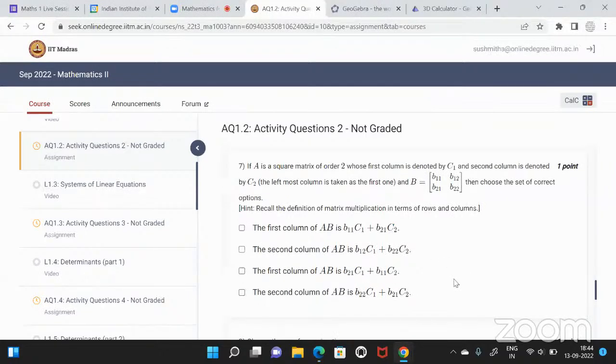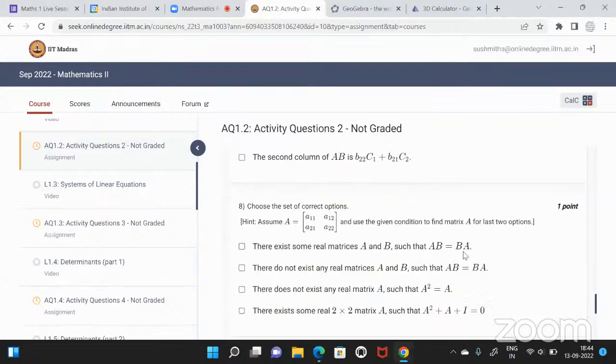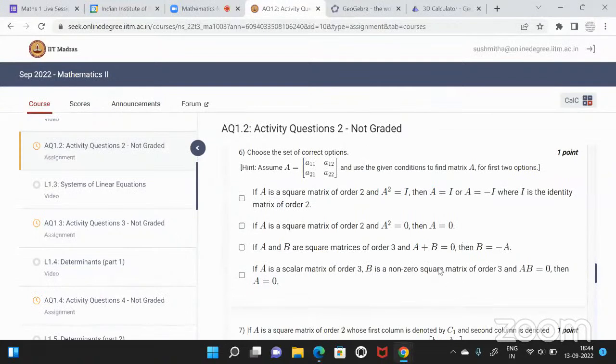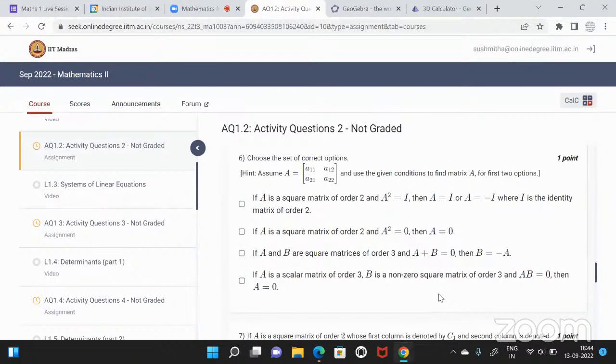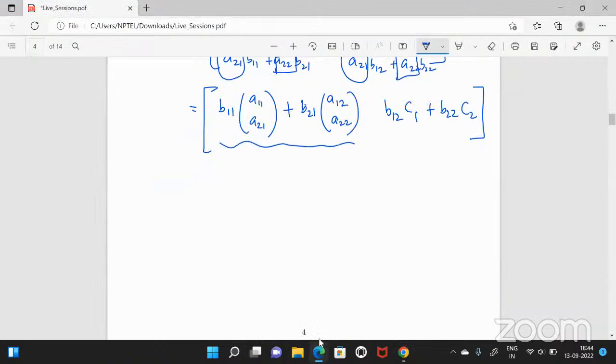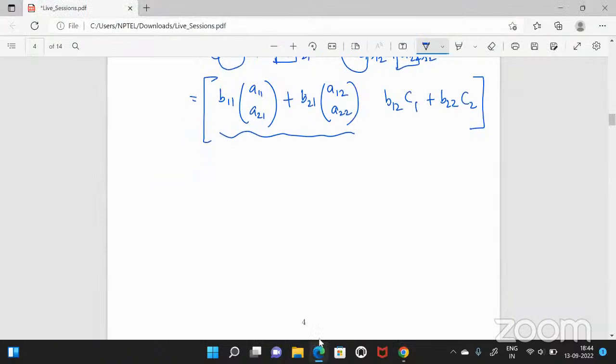Ma'am, I have a doubt in the previous question, 4th option. If A is a scalar matrix of order 3, what is a scalar matrix? All the diagonal elements are equal. Yeah, it is a diagonal matrix with the same diagonal entries. So a scalar matrix can be written as alpha times the identity matrix, right?